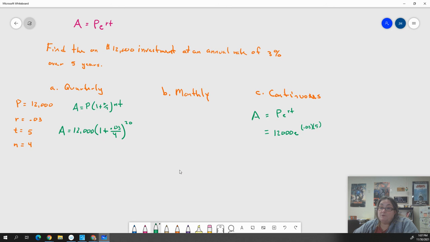amounts. Just remember, the only thing that's going to change in most of them, like if you're given quarterly or monthly or annually, the only thing that's changing is your n. You can just go in and change those. Continuous, right? You're doing the same thing, you're just using a different formula.